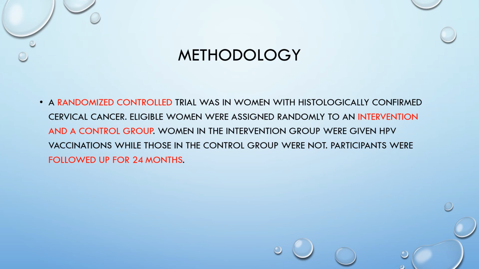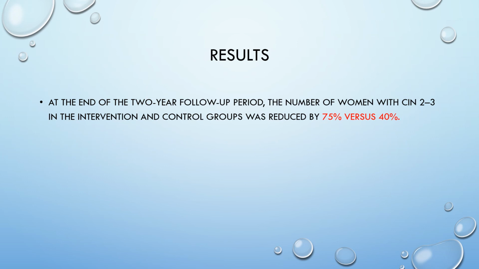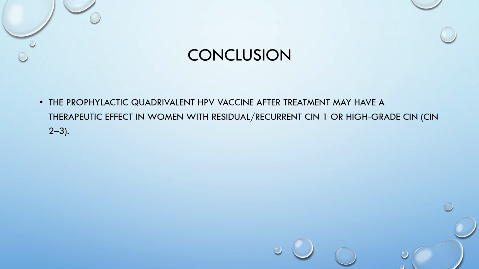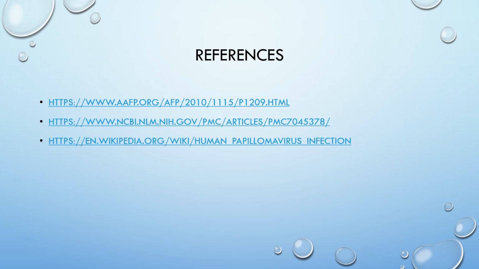They did a randomized controlled trial in which one group got the vaccine and the other group didn't, and they were followed up for 24 months. At the end of 24 months, they saw a statistically significant difference, showing that the vaccine could be used as not only a preventive but also a therapeutic measure in women. Here is a table that shows their final results, and the conclusion was that the prophylactic quadrivalent HPV vaccine after treatment could have a therapeutic effect in women with residual or high grade lesions. And here are my references.